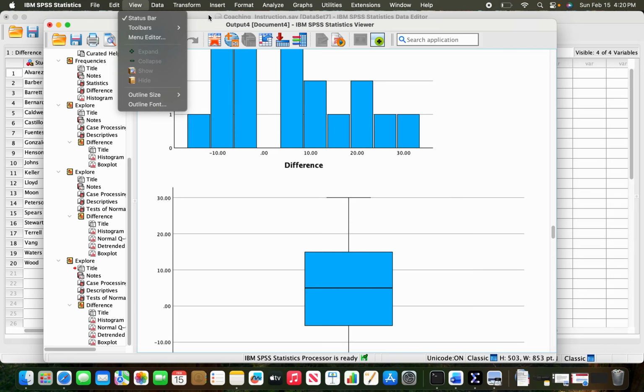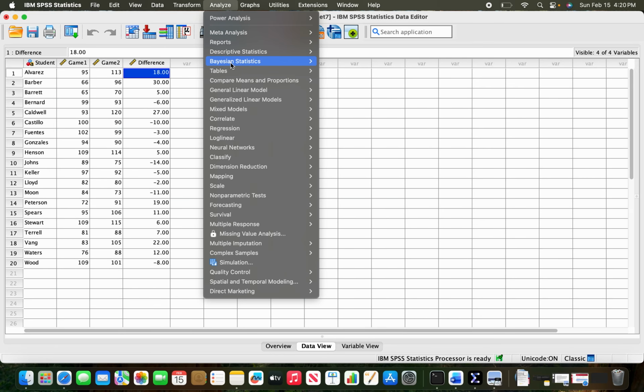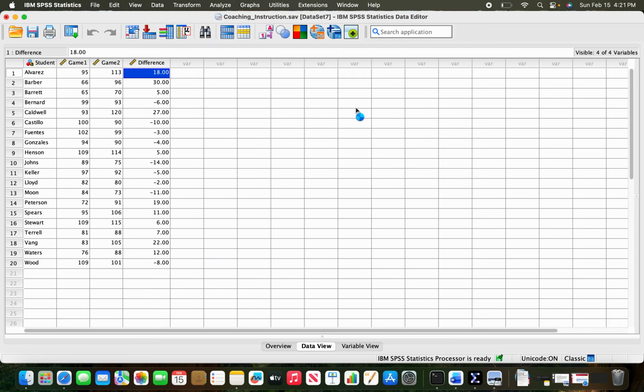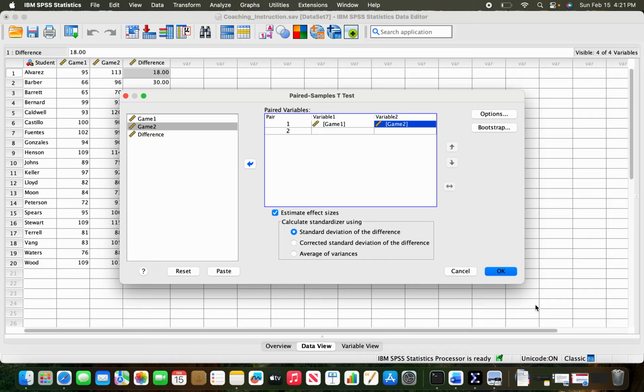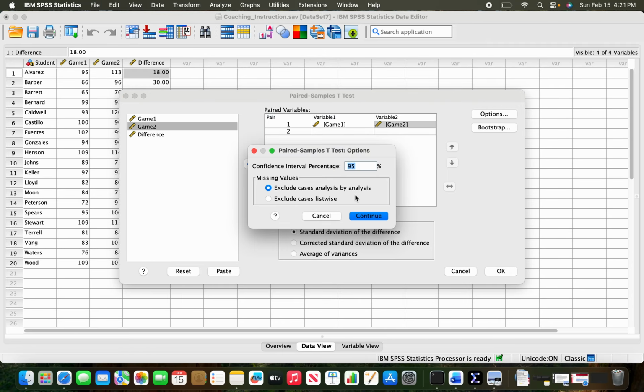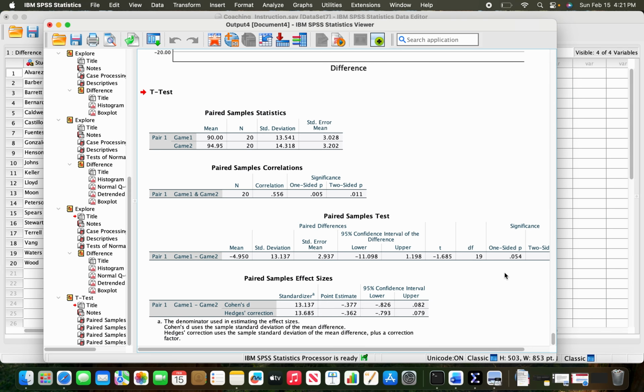The next thing we're going to do is run the paired t-test. So we're going to click analyze, compare means and proportions, paired sample t-test. I'm going to bring game 1 and game 2 into there, and I'm going to hit OK. Let me see if there are any interesting options. We're doing a 95% confidence interval because our alpha has to be 0.05, and then we're going to say continue. Then we're going to say OK, and we're running it.